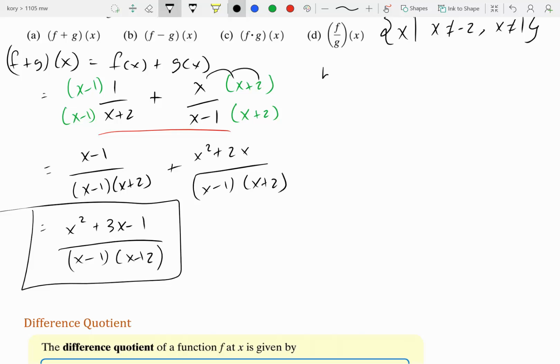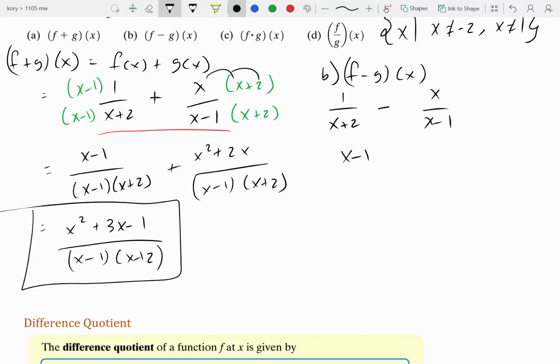So for part B, we want to do f minus g of x. So that's f of x minus g of x. So we know f of x is 1 over x plus 2. And then we want to subtract that now from our g of x, which is x over x minus 1. So again, since we're subtracting, we need to get the LCD, but didn't we just already do it when we added it? The only thing that changes is the minus.